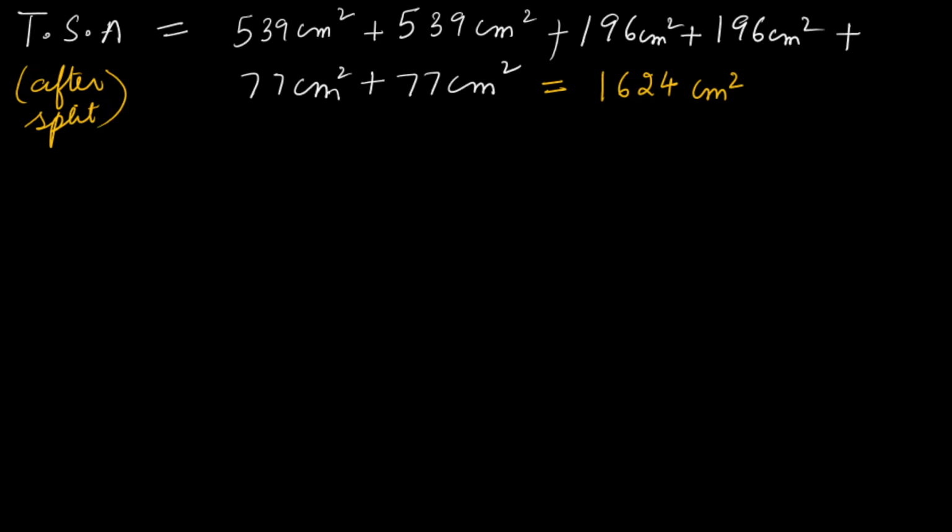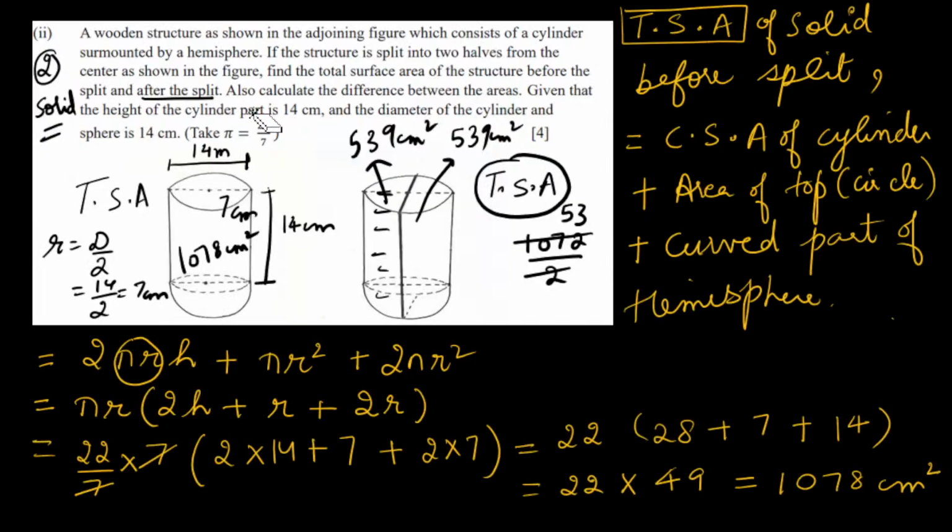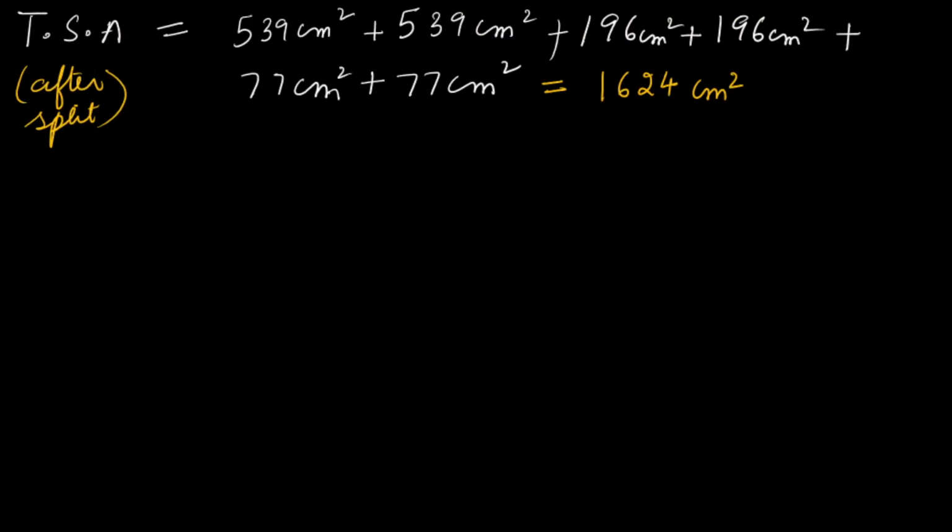So it's correct. Now here the question is not completed. You can see the question is a bit lengthy. First of all, they have mentioned: find the total surface area of the structure before split and after split. That we have done for both the cases. We found the area for both cases. Now we have to calculate the difference between their areas.